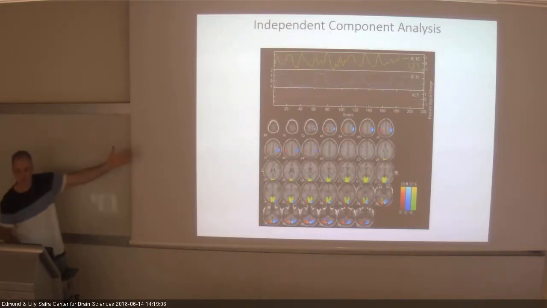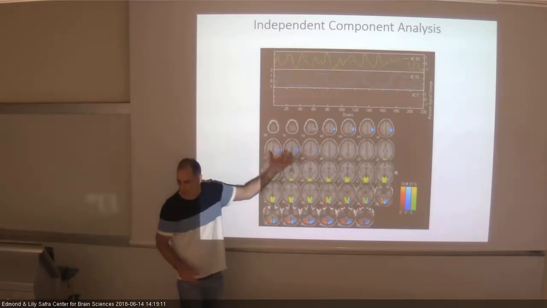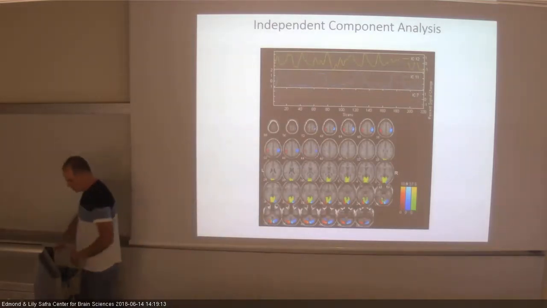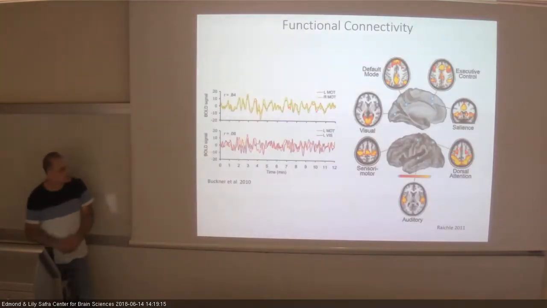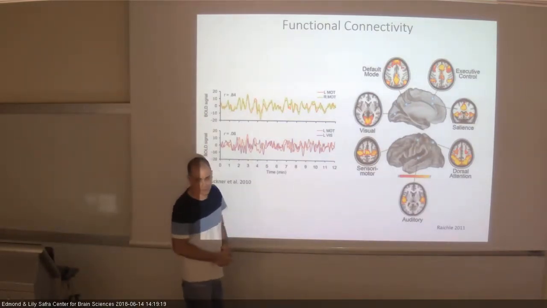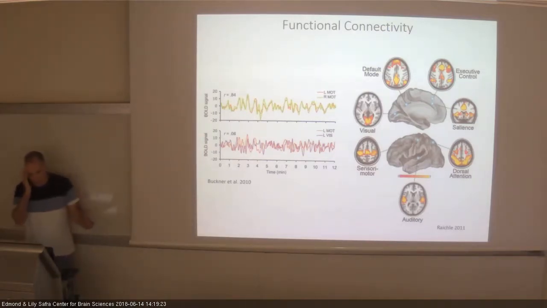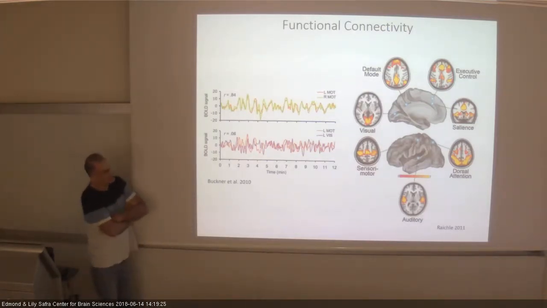You tell the subject to do something, you have different time points doing different tasks, seeing different stimuli, and you can tease out the components. You can also do this during rest. And this is the idea behind functional connectivity, okay? Not to be confused with actual anatomical connectivity that you test with DTI.